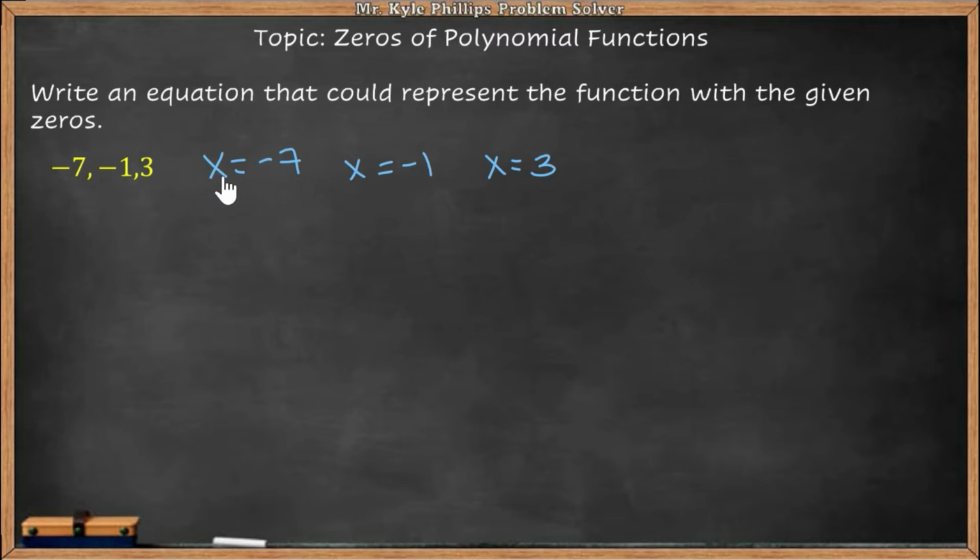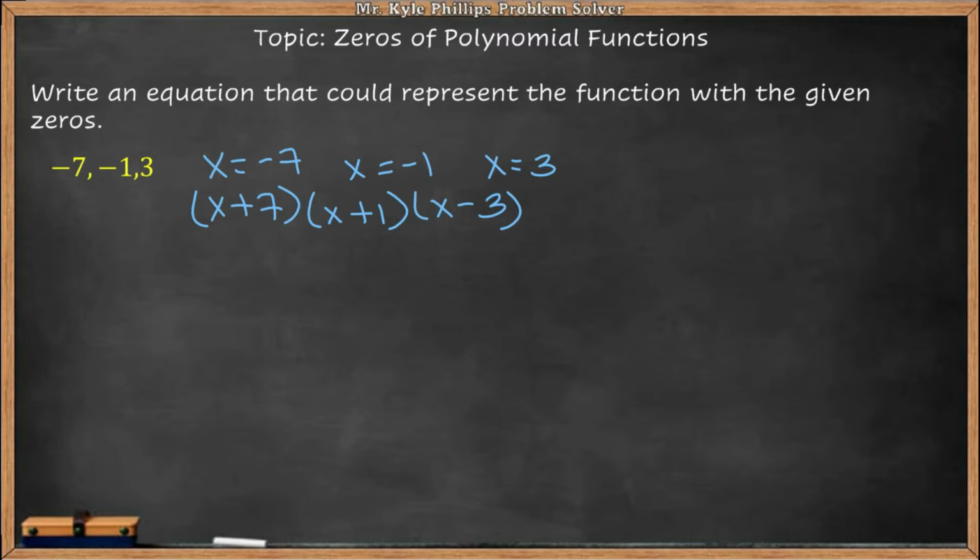So this says x equals -7. Well, if I took this 7 and I brought it back over here with the x to make it a factor, I would need to change this sign. So what I'm going to write is x plus 7. There's a linear factor. So this one would be x plus 1, and this would be x minus 3. So these are the 3 linear factors that are going to produce these 3 zeros.